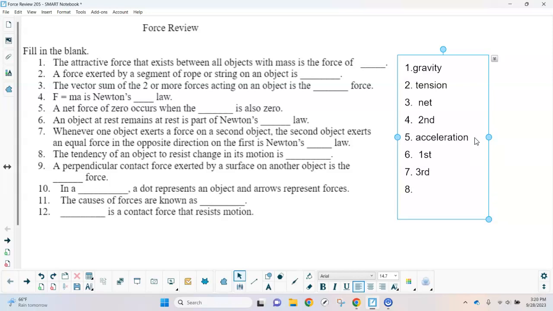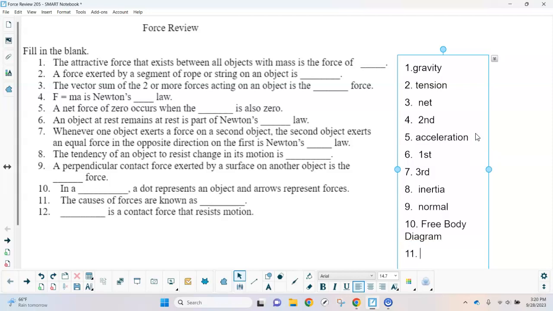Number 8, the tendency of an object to resist a change in its motion. That's inertia. The amount of mass is the amount of inertia for an object. 9, perpendicular contact force exerted by a surface to prevent penetration. That's the normal force. 10, in a blank, a dot represents an object and arrows represent forces. That's a free body diagram.